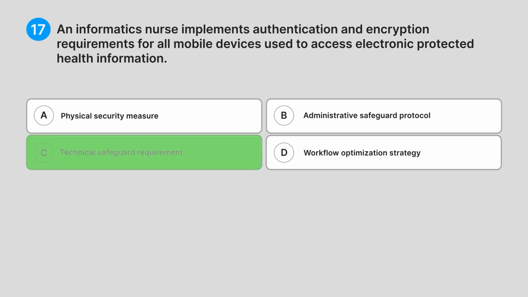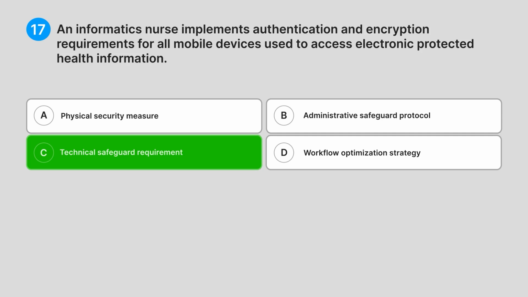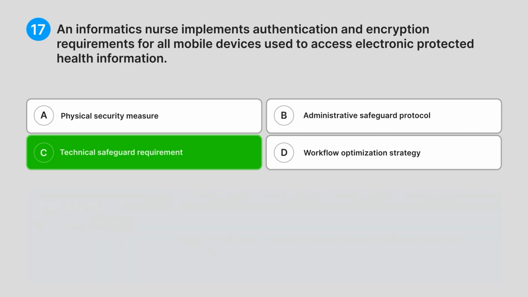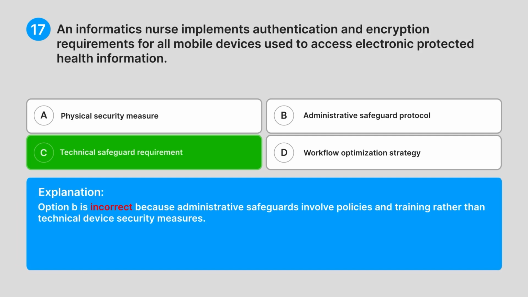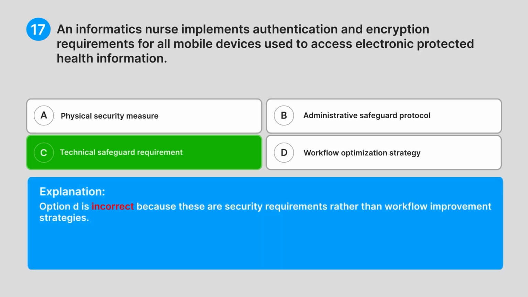Correct answer, C. Technical safeguard requirement. Explanation. Option C is correct because authentication and encryption on mobile devices are technical safeguards required for protecting electronic protected health information access. Option A is incorrect because physical security involves tangible protections, like locks, rather than digital authentication and encryption. Option B is incorrect because administrative safeguards involve policies and training rather than technical device security measures. Option D is incorrect because these are security requirements rather than workflow improvement strategies.